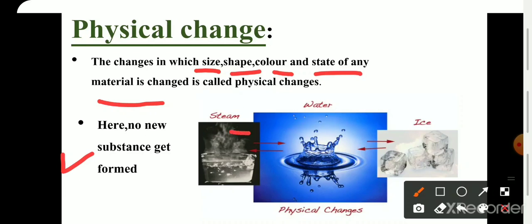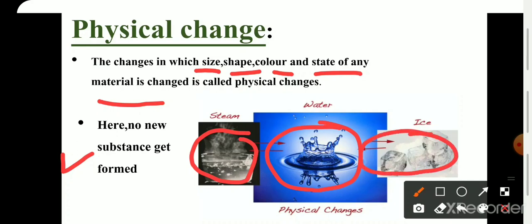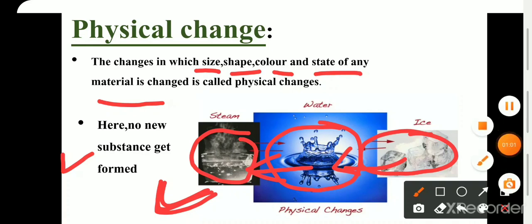So here, steam, when steam is cooled, it will get converted into water, and when water freezes, it will get converted into ice. When ice melts, it will again get converted into water, and when we boil water, it will again convert into steam. And all these changes are physical changes. So I hope you understood about the physical changes in detail.